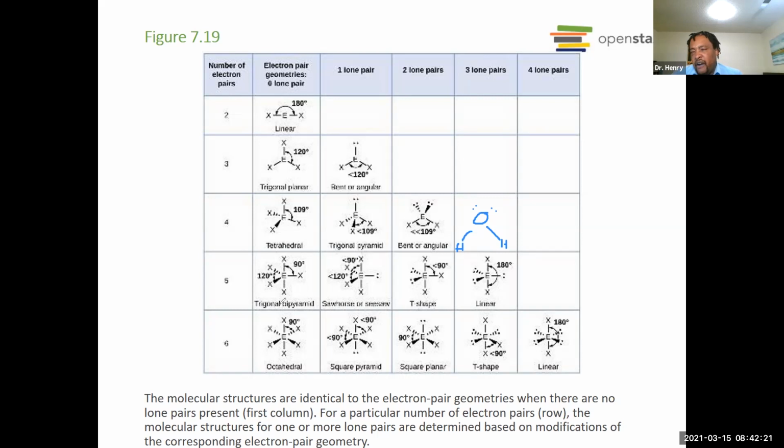Okay. So, if we have 5 attachments, trigonal bipyramidal. If we have 1 lone pair, we have what we call a seesaw. I actually had to look up a seesaw. A seesaw is kind of like this, right?